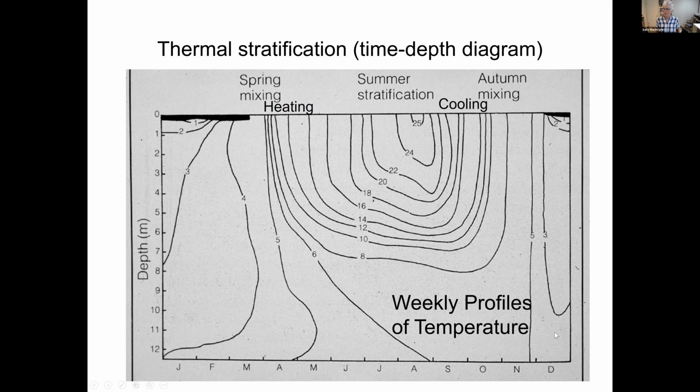Does anybody have any questions on that? I figure most of you are familiar, but I needed to review for the few who haven't worked with time depth diagrams before.